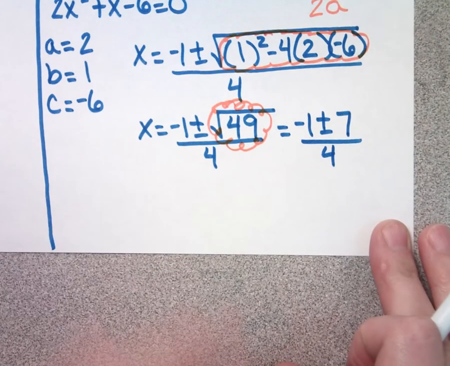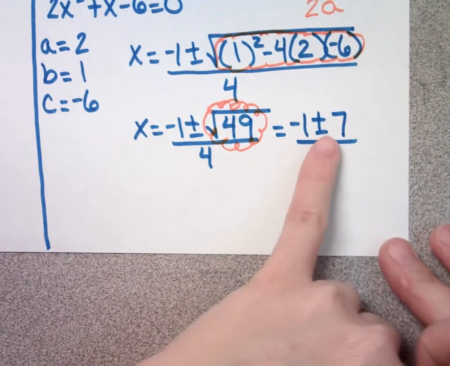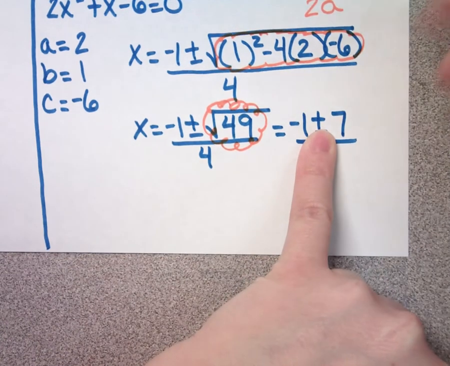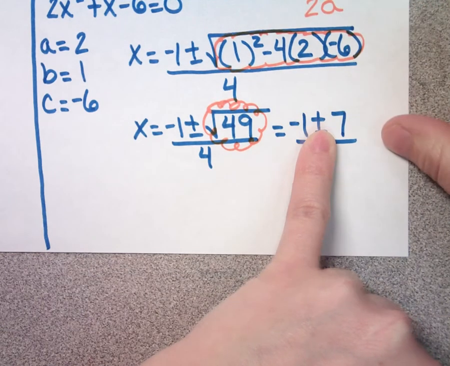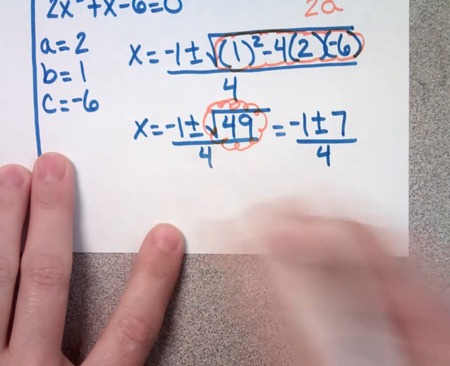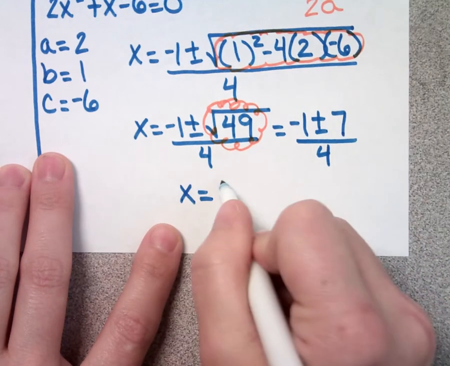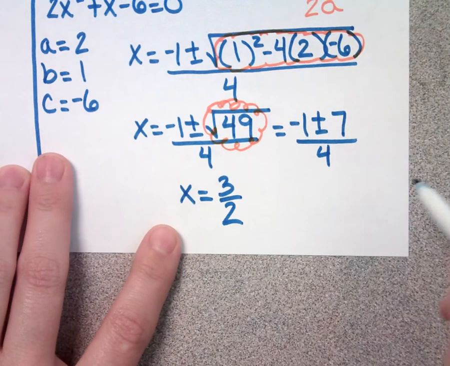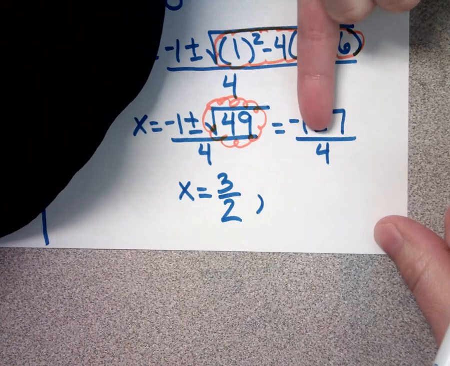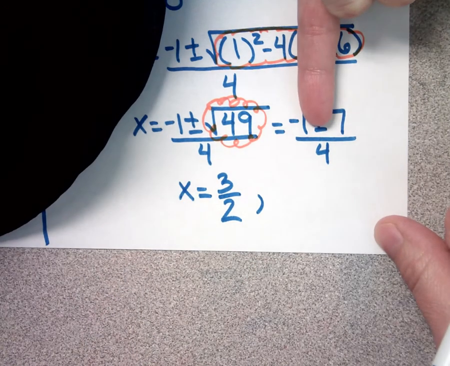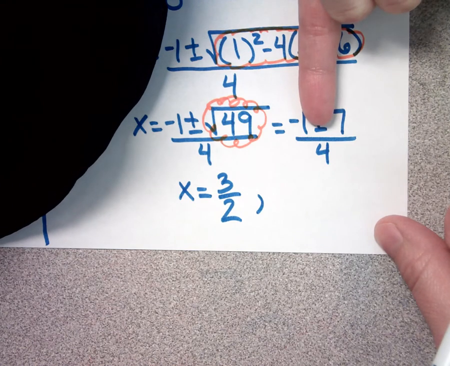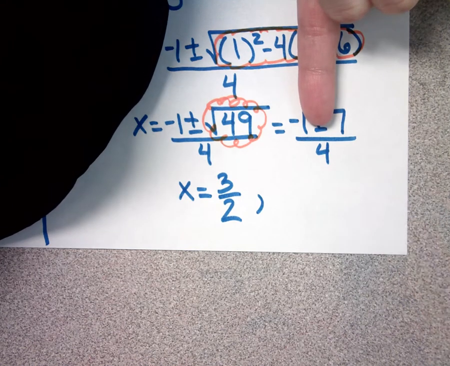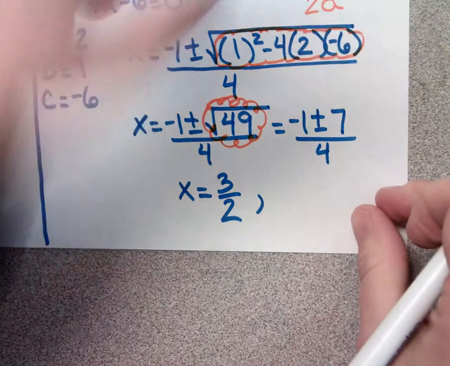And now I'm ready to get my two answers. One with the plus, one with the minus. So let's do the plus first. How much is negative 1 plus 7? 6. And what's 6 divided by 4? 3 over 2, or 1.5. Okay, now let's do the minus. What's negative 1 minus 7? Negative 8. And negative 8 divided by 4?